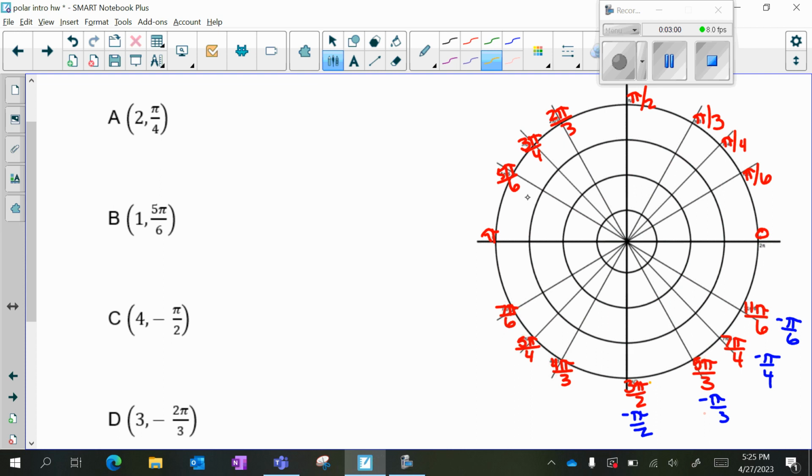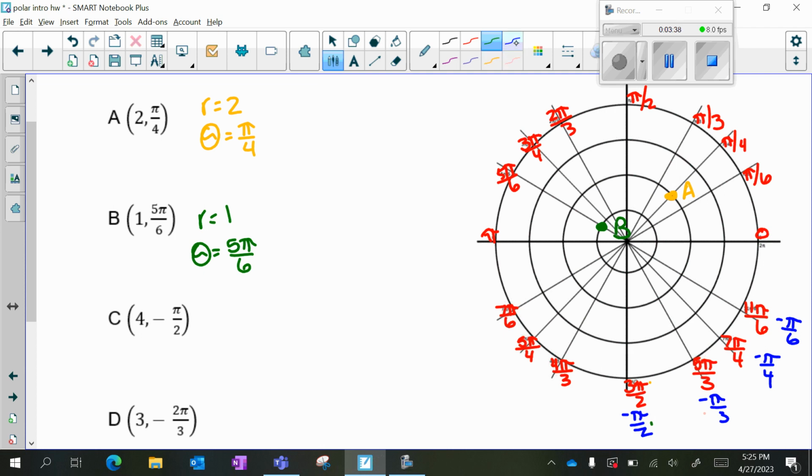So our first one, A, 2 comma pi over 4. So my radius is 2. My angle is pi over 4. So you should already be thinking pi over 4 is in quadrant 1. So here's pi over 4, this angle here, and I am going to this point. That's the point A. B is r equals 1, theta equals 5 pi over 6. 5 pi over 6 is in quadrant 2. So I find 5 pi over 6, and I want the first radius. That's the point B.